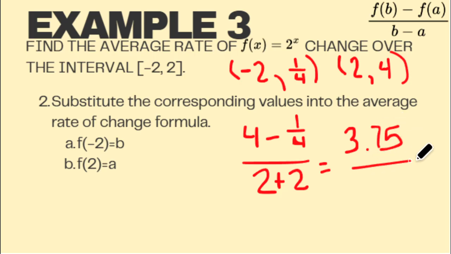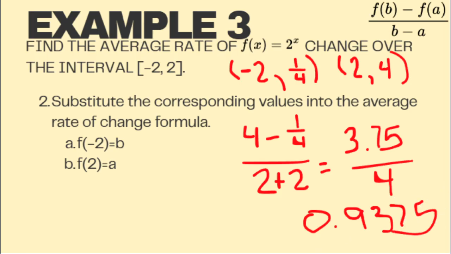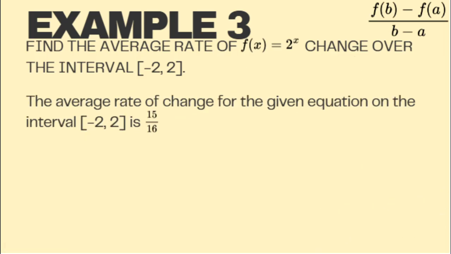2, which is b, minus a, which is minus a negative, is 2, which equals, this gives us 3.75 divided by 4. Now let's pull out our calculator and we'll go 3.75 divided by 4 gives us 0.9375, which makes more sense with it being 15/16.